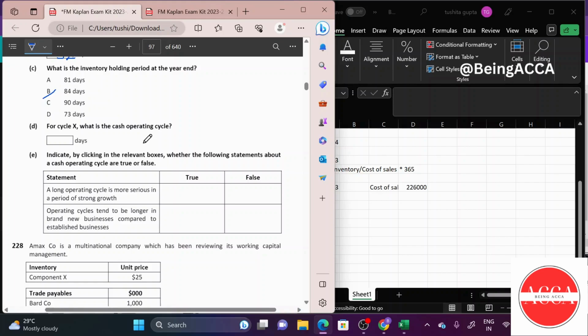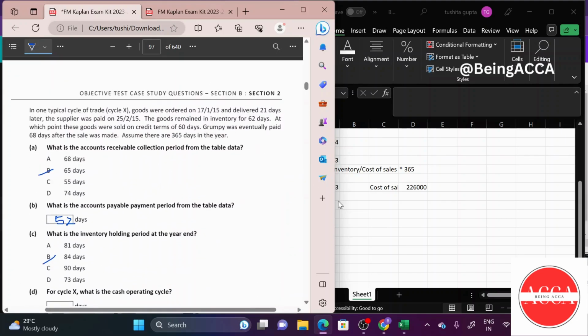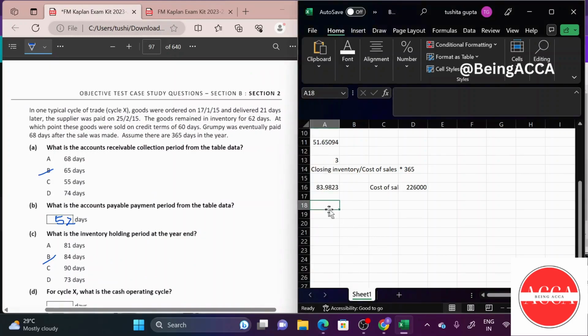Moving to the D question: for cycle X, what is the cash operating cycle? So we want our cash operating cycle right over here. Where does our cash operating cycle start? It starts when we pay the supplier. So this cycle will start on 25 February 2015, and the cycle ends when we receive the payment.